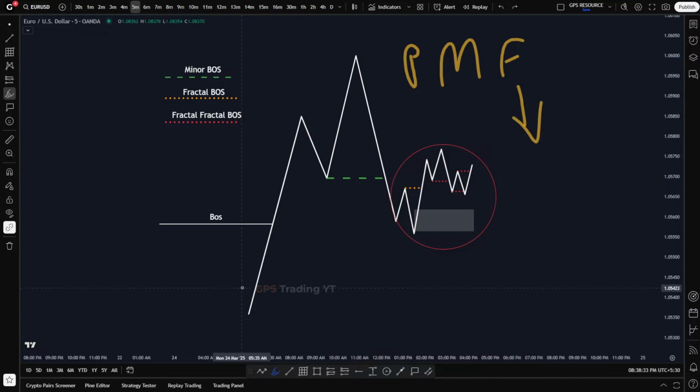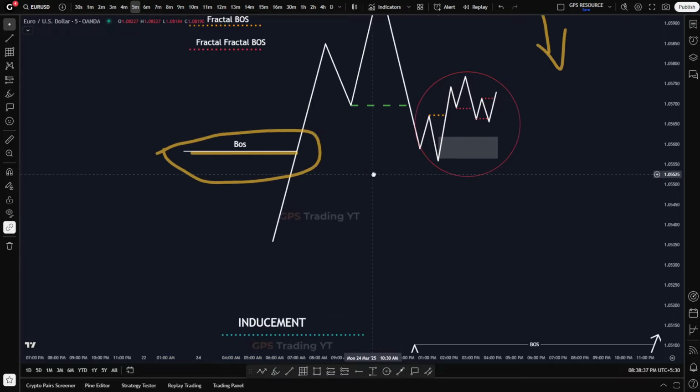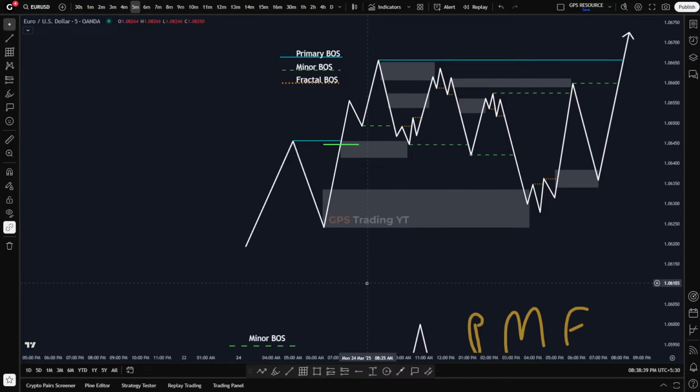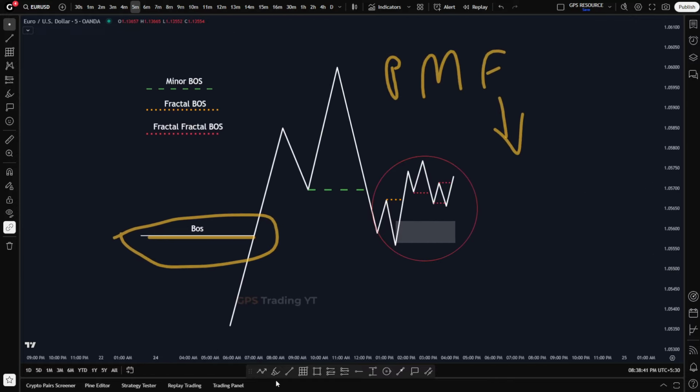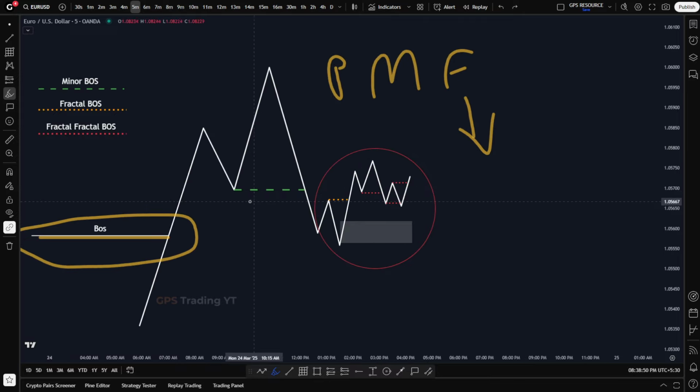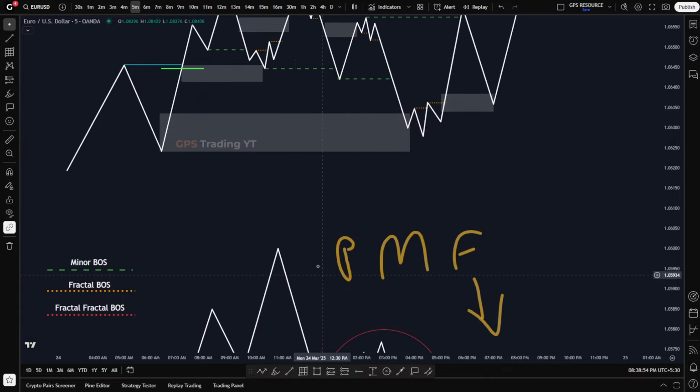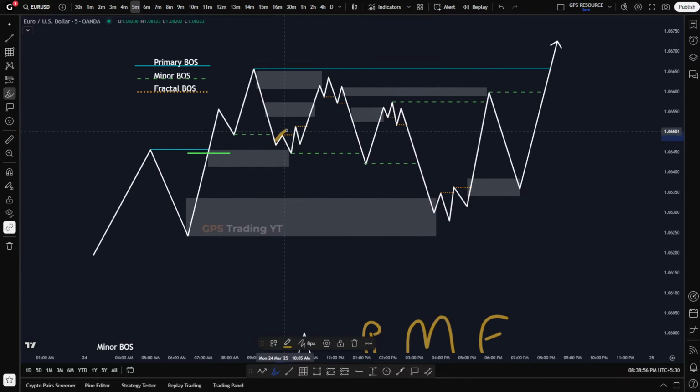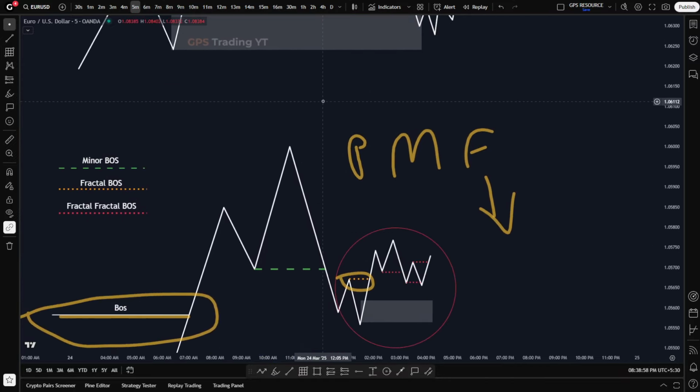So when we look at this example, we get a BOS. This is a primary BOS, which we saw in the above diagram. This is a primary BOS, and the market gave us a minor BOS right here, which means this entire structure is a minor structure, right? Okay. So after the minor BOS, we get a fractal BOS, which is this one right here. This is the fractal BOS we get right here.